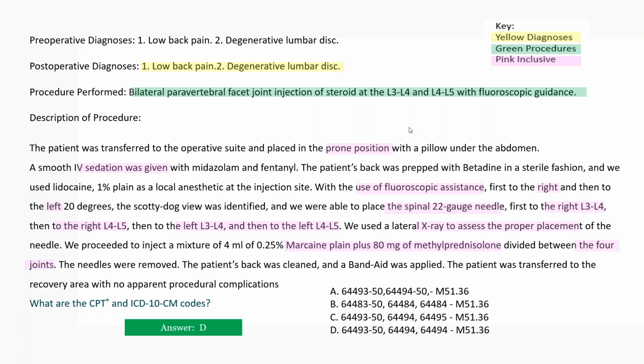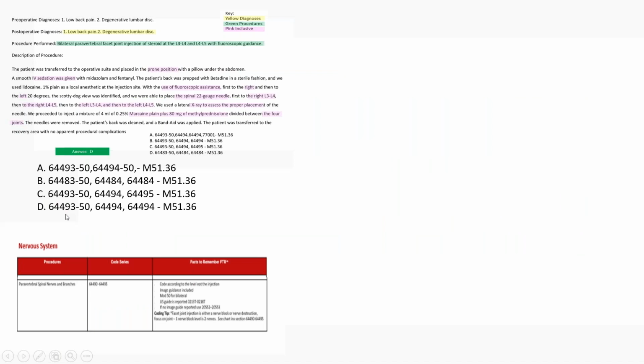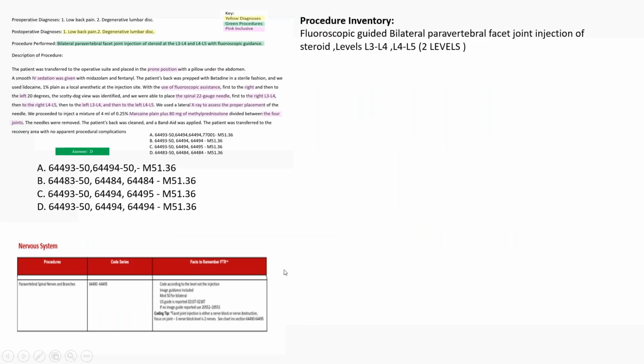Yes, we are only coding here for two levels. We are having L3 and L4 and L4 and L5. So I hope you all are clear on the levels which we are coding here, because that is also important in solving this scenario. We are coding for two levels. Yes, I'm glad to hear that.